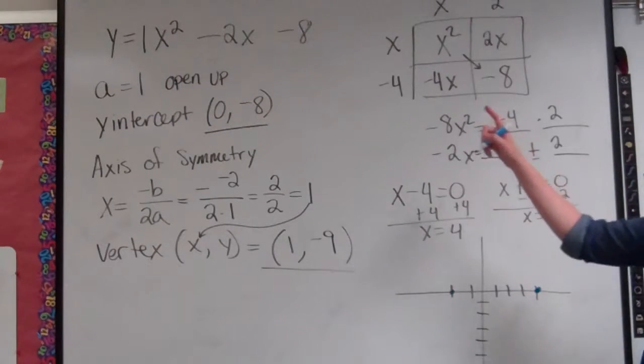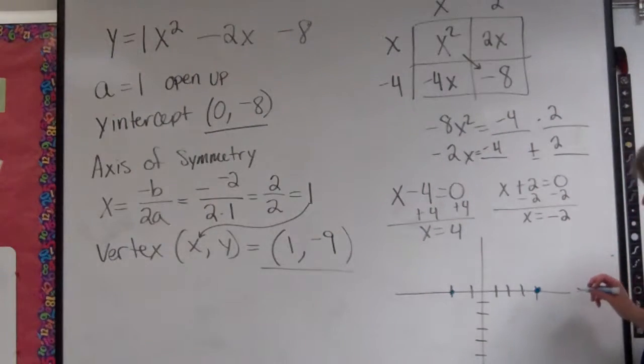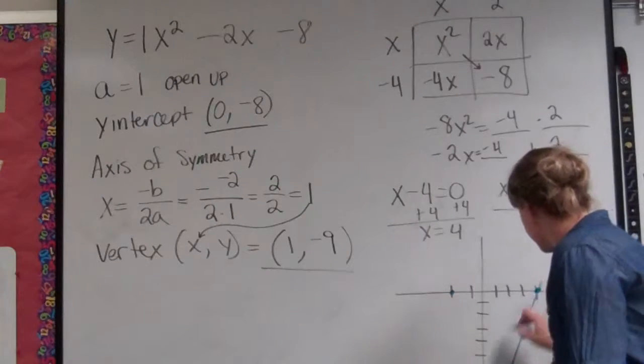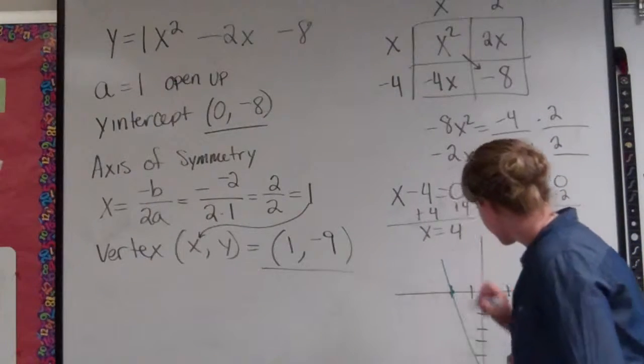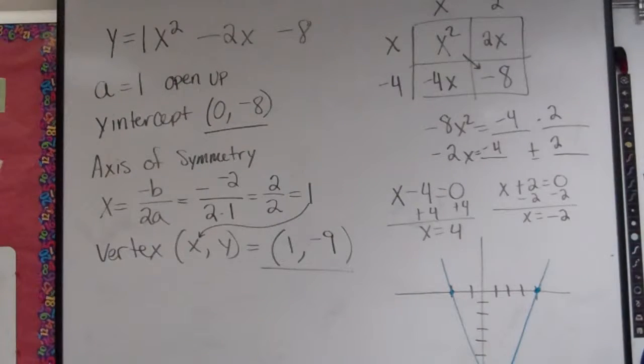And we know that, given the a value is positive 1, it's going to be opening up. So I'm going to connect these dots with a U shape. Okay? And now I have a parabola that's very accurate according to this equation. So please feel free to watch this video again. It is a review of all the things that we've learned so far in Chapter 10.